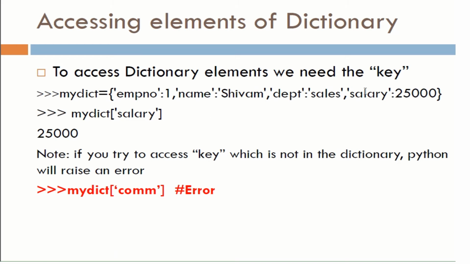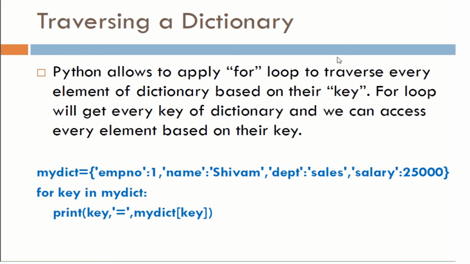Next, accessing elements of a dictionary. To access dictionary elements, we need the key. See, this is your key and this is your value. So it is compulsory to give the key for a dictionary. If we don't give any key, we will get an error.